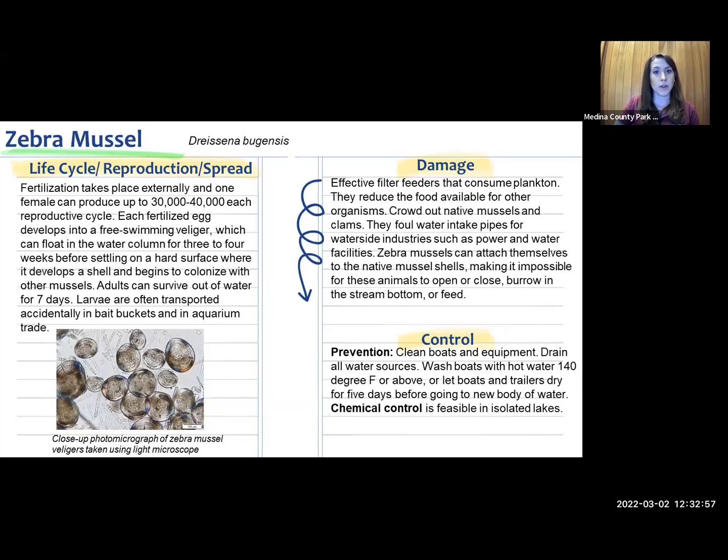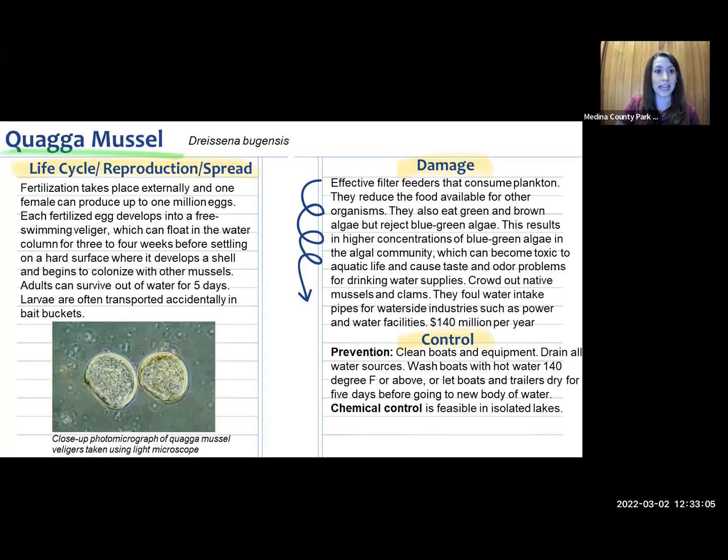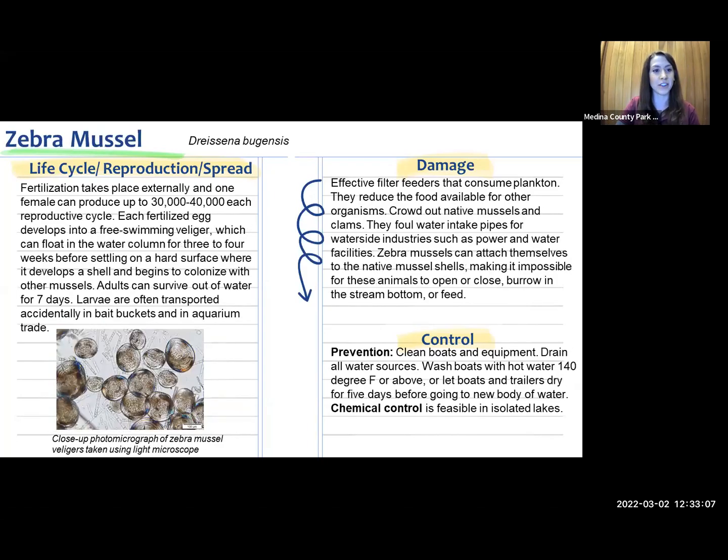Zebra mussels is almost the same story, very, very similar. They can only produce 30,000 to 40,000 eggs, right? So that's a little bit less than 1 million, but still very prolific. They can survive even longer out of water, up to 7 days. And again, they are often transported in bait buckets and the aquarium trade. Their damage is similar, but a little bit different.